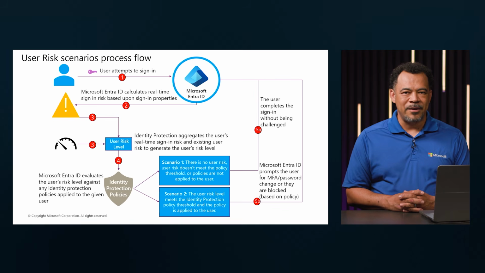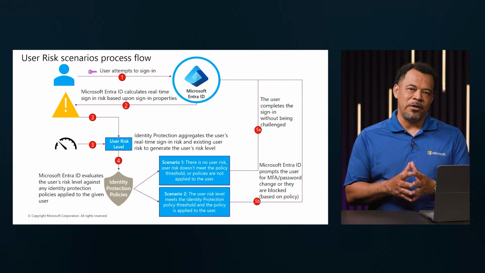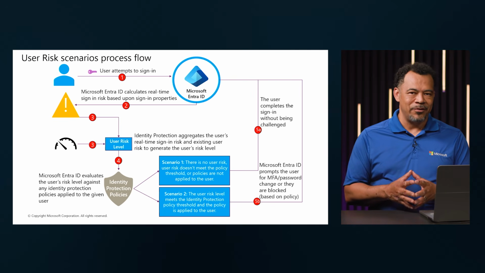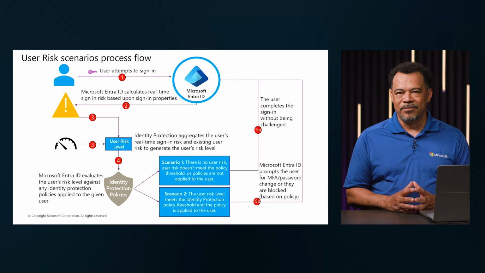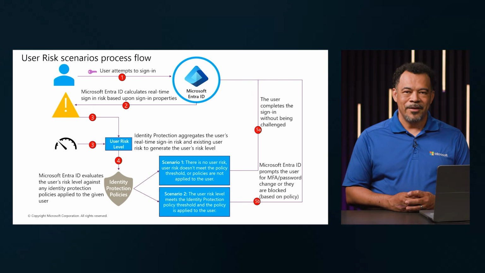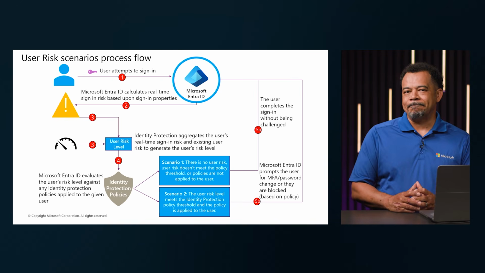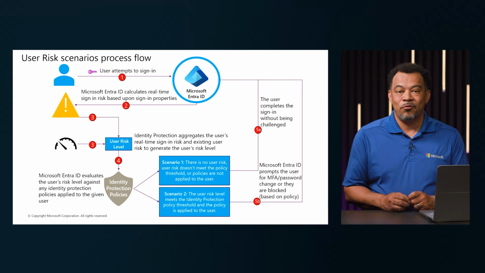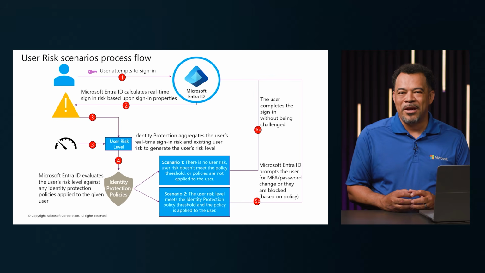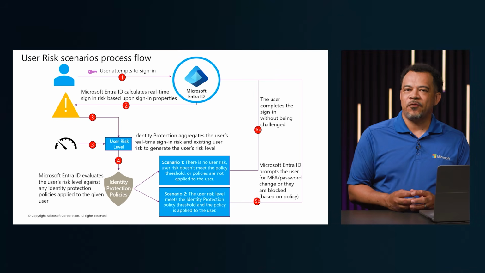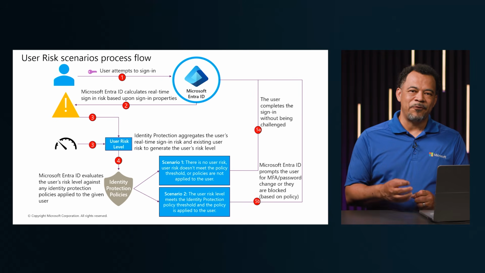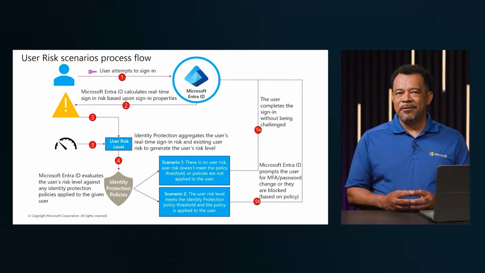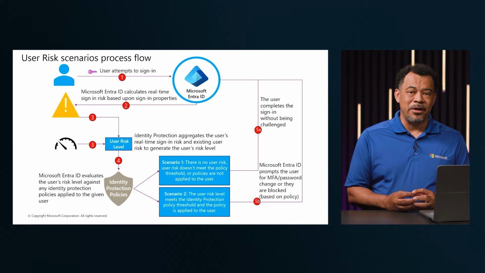In Microsoft Entra Identity Protection, the user risk process flow is a structured approach to detecting, evaluating, and responding to potential identity compromises. Here's a breakdown of the process. In the first step, the user attempts to authenticate. In step 2, Microsoft Entra ID calculates the sign-in risk in real time. Here are some examples of what might trigger a sign-in risk. They're logging in from an anonymous IP address. They're signing in from a known anonymous proxy or a Tor network. They're logging in from a location that they typically don't.